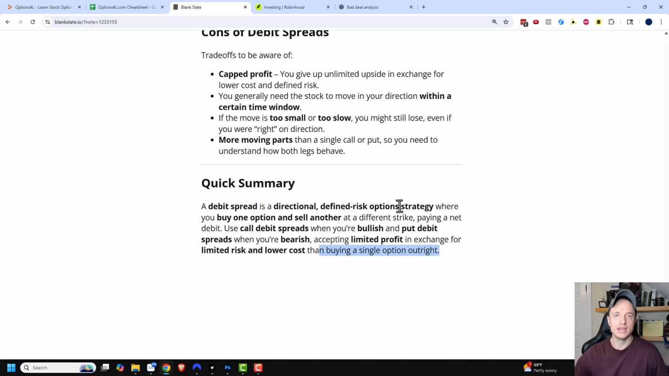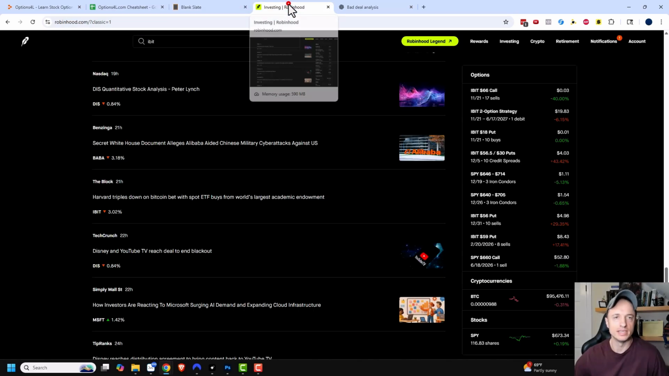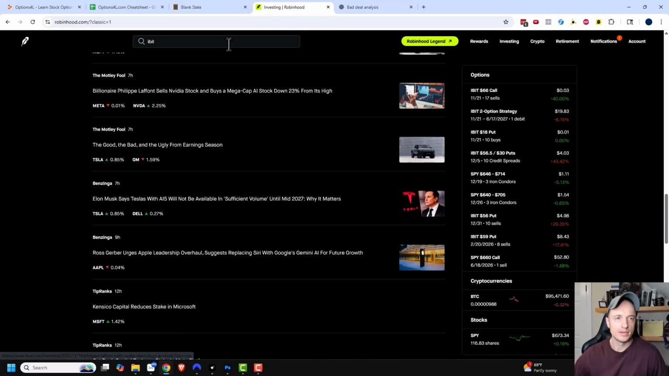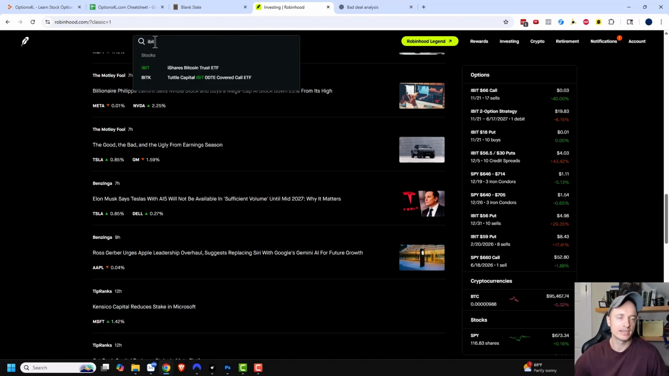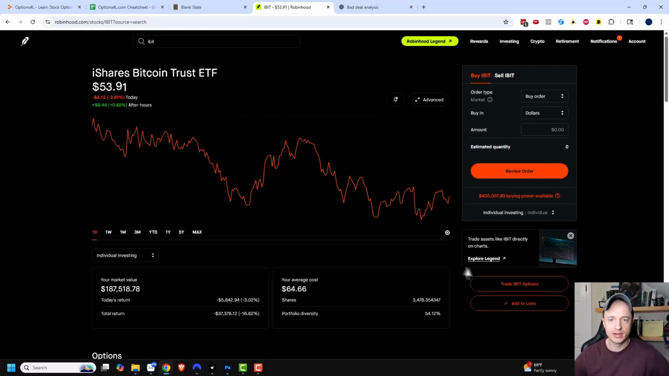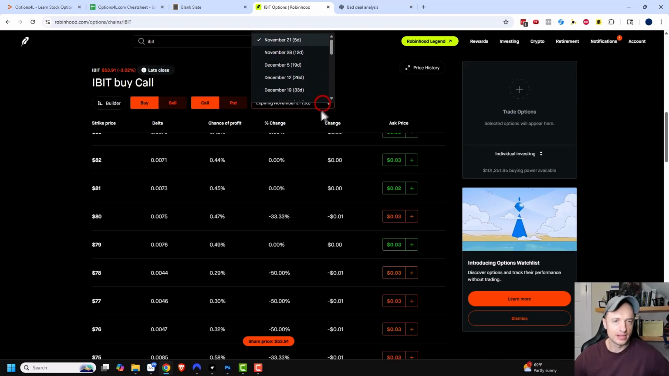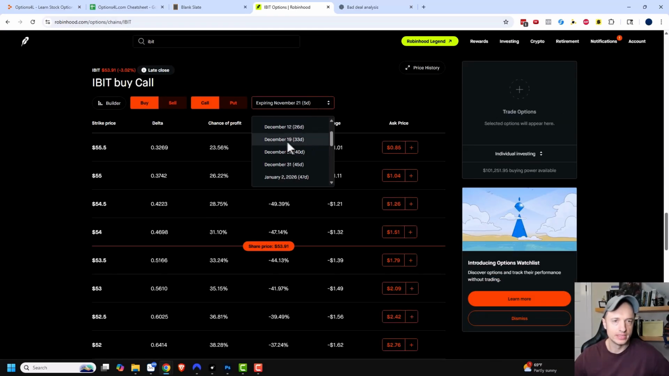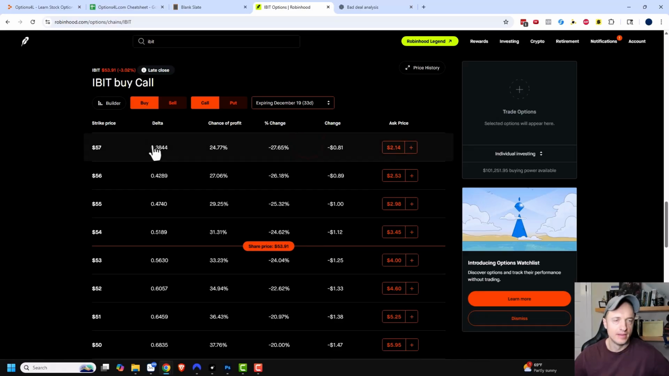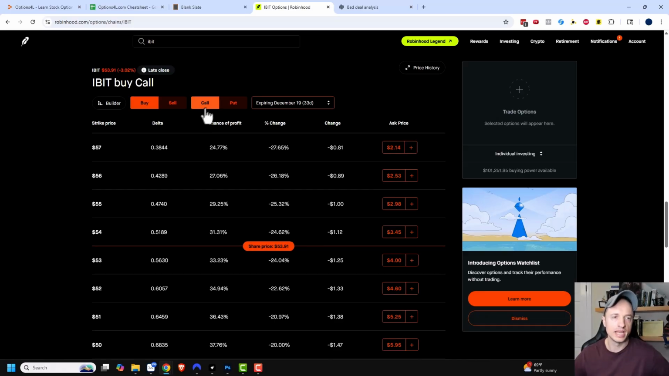All right, so let's go ahead and head over to Robinhood and we'll set up a few of these trades. So here we are in Robinhood, and I'm going to go to my ticker symbol, and I'm just going to use the IBIT Bitcoin ETF. I'm going to click on Trade IBIT options right here, and go out about 30 days or so. We'll go December 19th, 33 days. And we'll go ahead and do a bull call debit spread first.